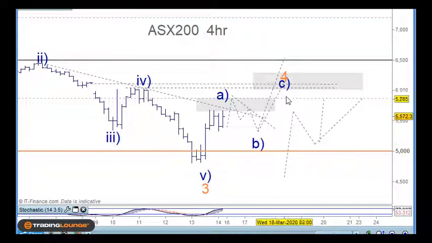But if it's on more of an angle, then you know it's going to be wave C or even wave 2 at that particular point. Okay, let's check out the other markets.